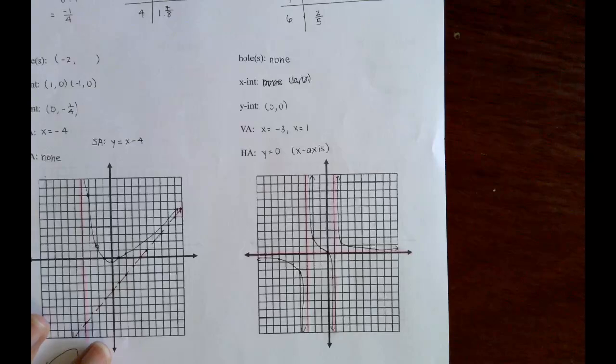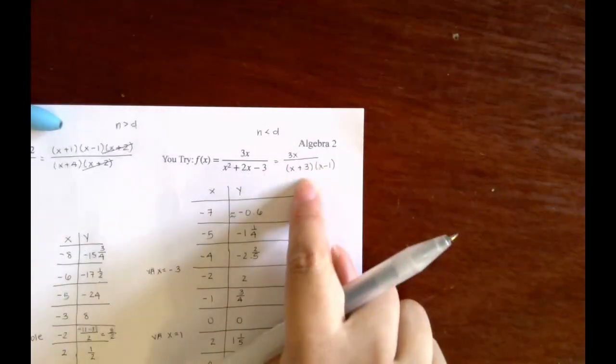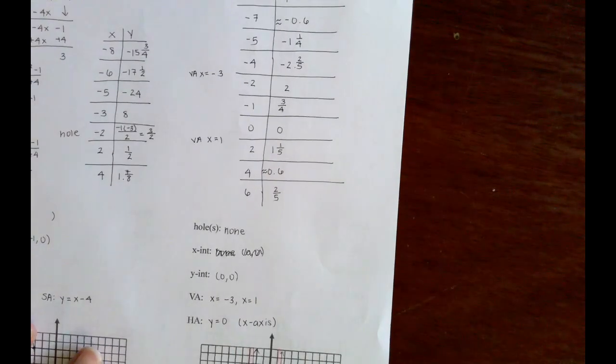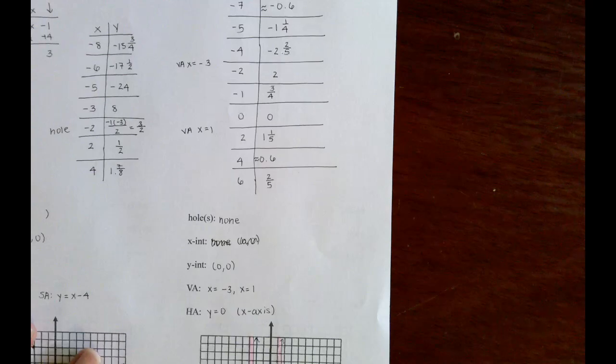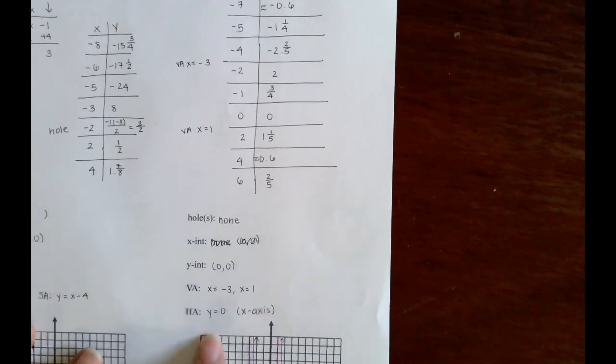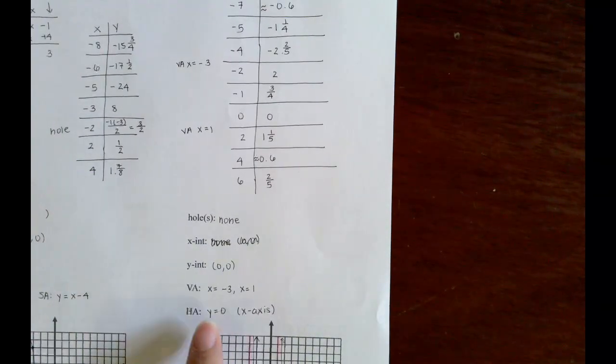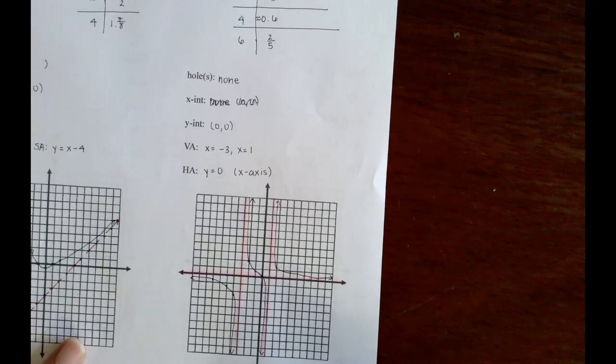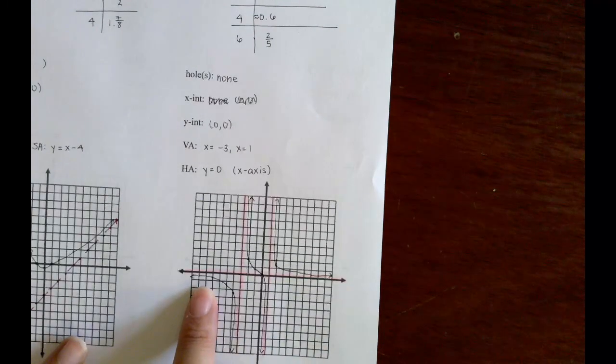Okay, so this is what you should have gotten. Here is your factored form, so that's why you have 2 vertical asymptotes, one at negative 3 and one at positive 1. Here, because the degree of the numerator is smaller than the denominator, the horizontal asymptote will be y equals 0, also known as the x-axis here. And then afterwards, I just plugged a couple of points in.